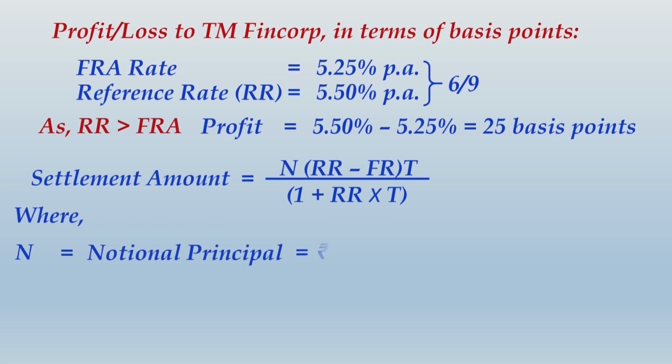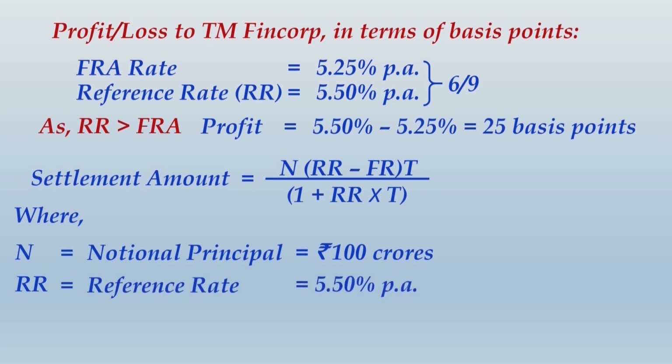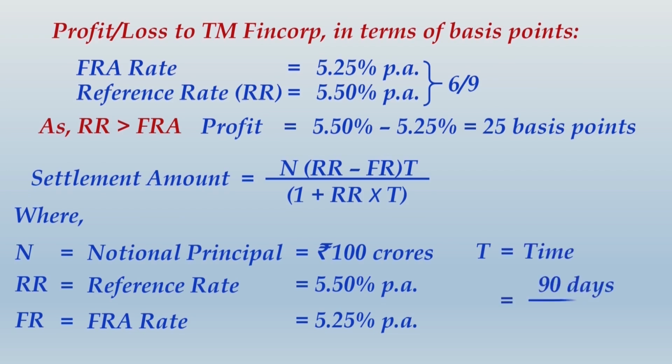So let us define the variables. N is the notional principal, that is rupees 100 crores. RR is the reference rate, that is 5.5% per annum. FR is the forward rate or FRA rate, that is 5.25%. And T stands for the time remaining for maturity, or the time where the borrowing would remain outstanding. That will be for 90 days, but we will be writing the time in terms of years. That is why we will be taking time as 90 by 360 in terms of days.